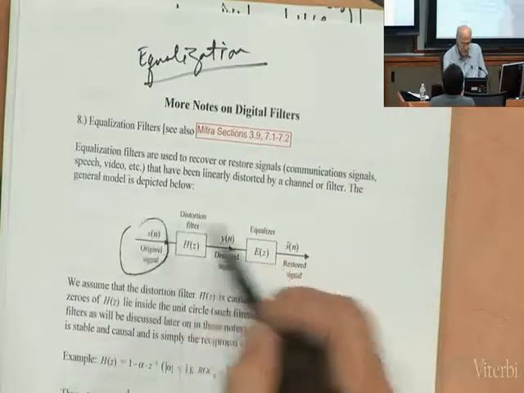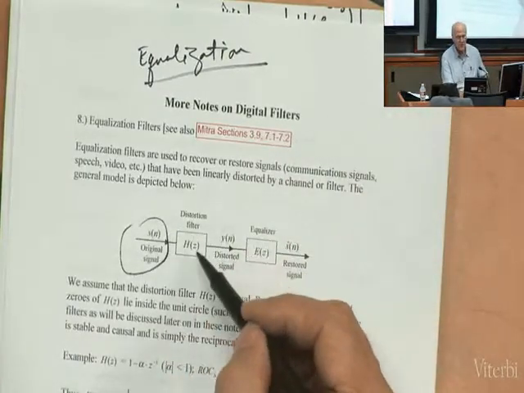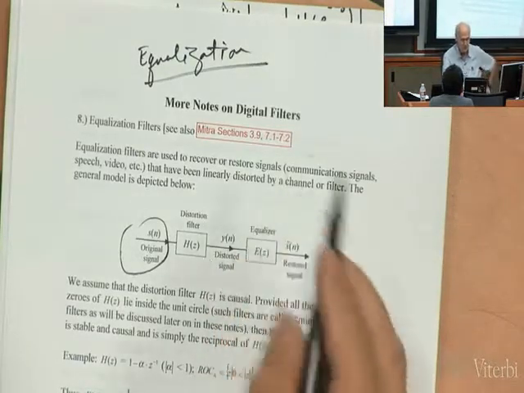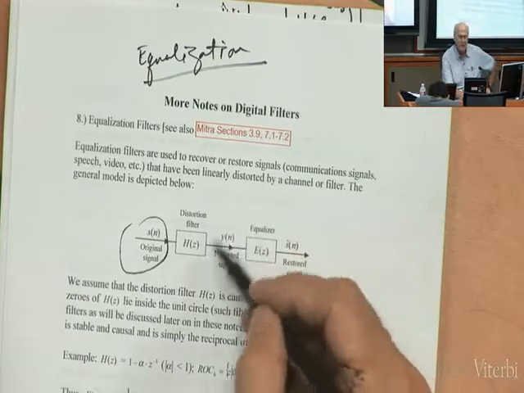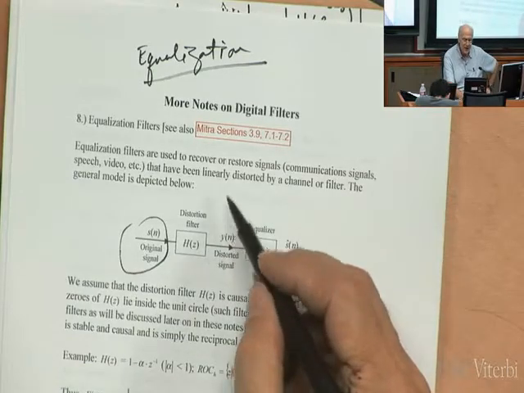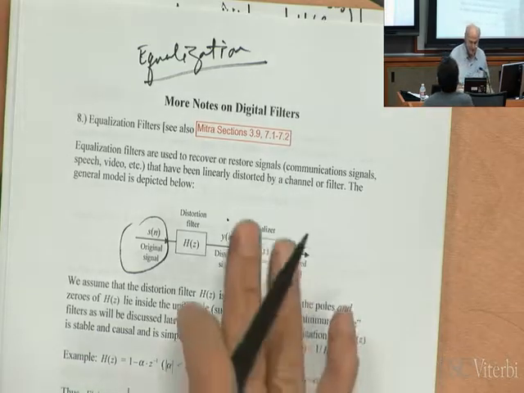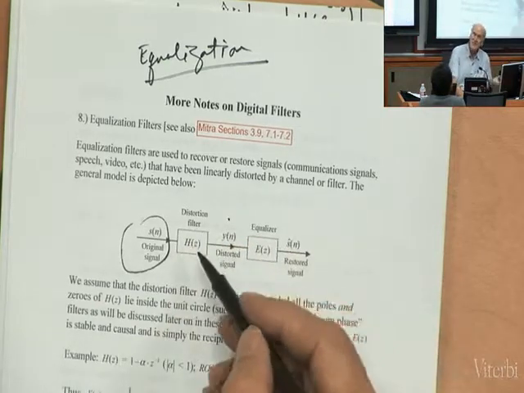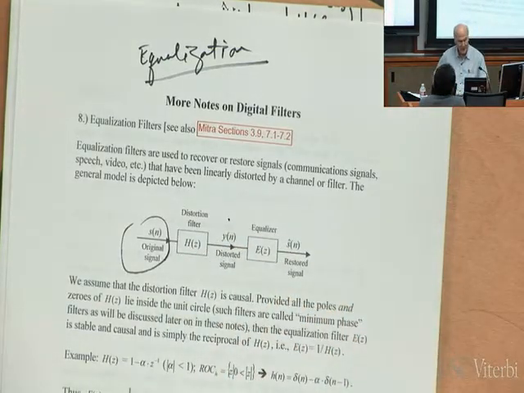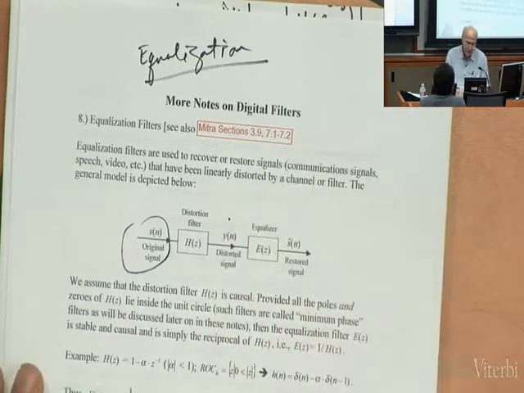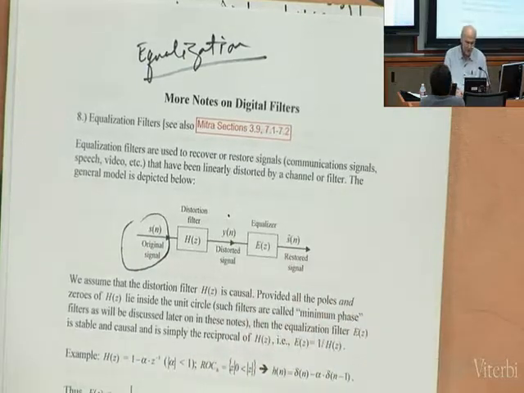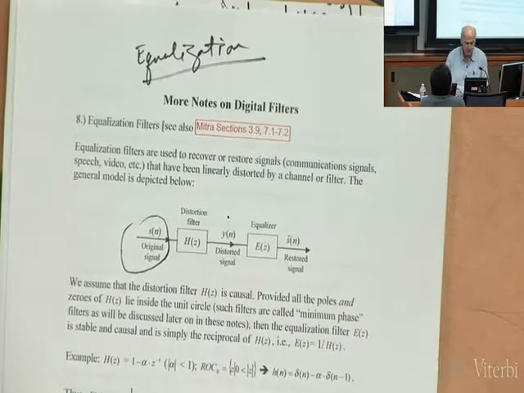We have some signal, S of n, and it goes through some filter, H of z. Linear phase? Not necessarily. Just some general filter, H of z. You get an output, Y of n. Can you tell what S of n is by looking at the output? Not really. Well, it depends on the filter. If H of z is 1, no problem. If H of z is e to the minus j omega n naught, no problem. I mean, it's just a delay. But in general, no, you can't tell. This filter has distorted your signal. This filter could be a multipath channel, could be anything.